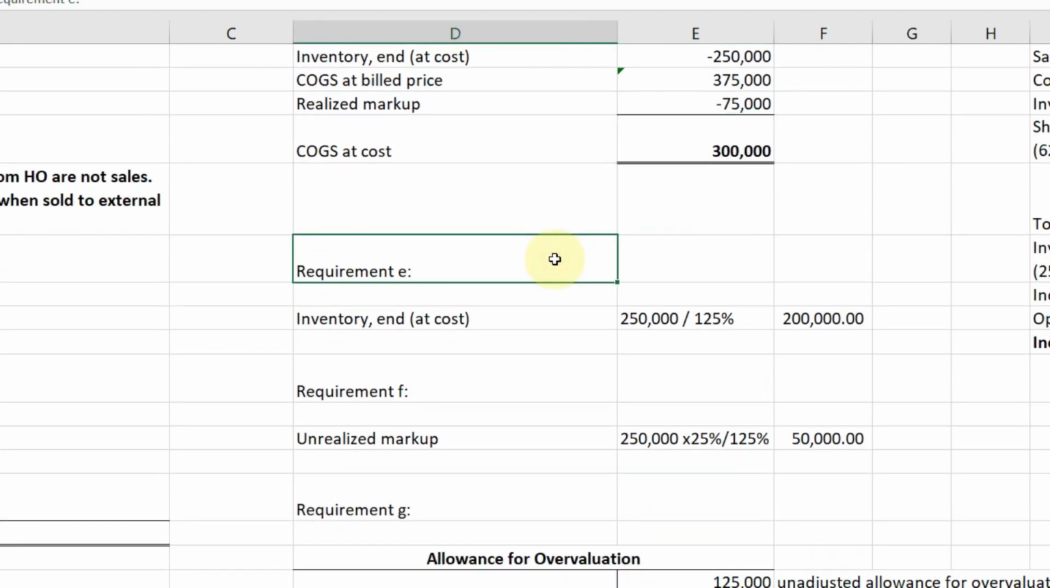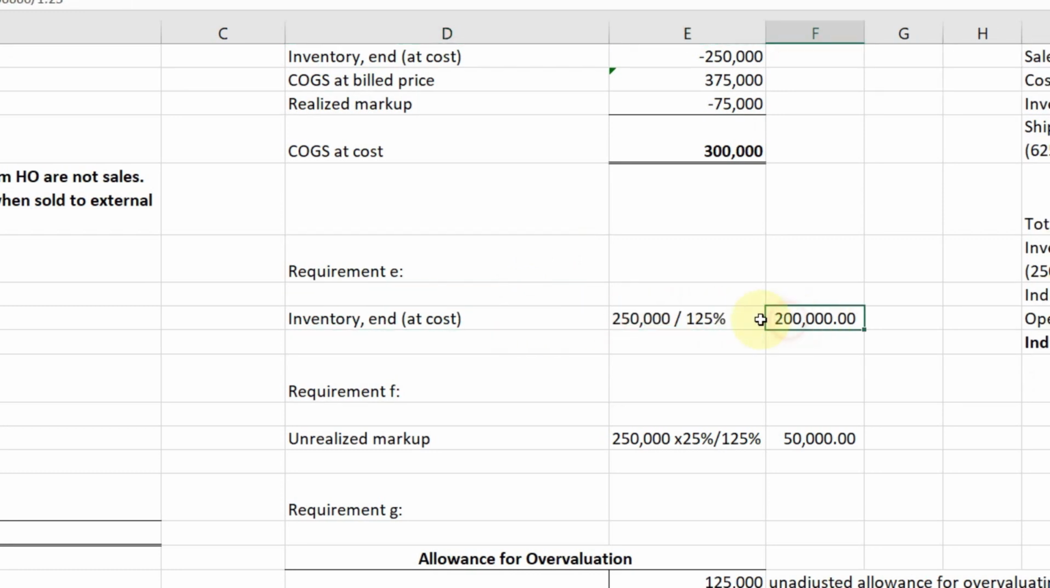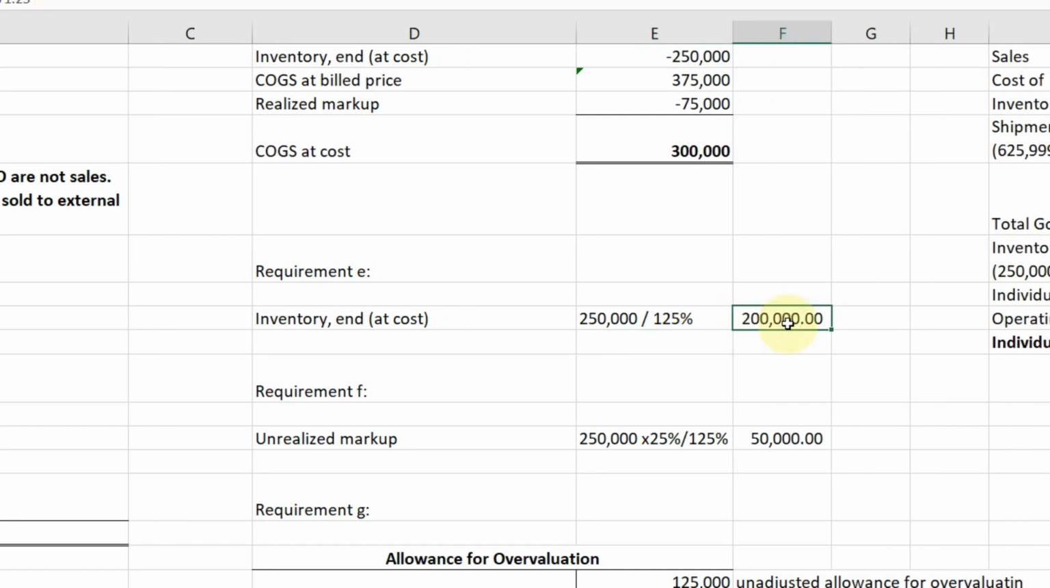The requirement of letter E is actually ending inventory of the branch to be included in the combined FS. So, alam nyo na naman ang sagot kasi kanina pa natin kino-compute. This one is 200,000. Okay? Kasi tinanggal mo yung markup ni HO. So, that's the ending inventory to be included in the combined FS.